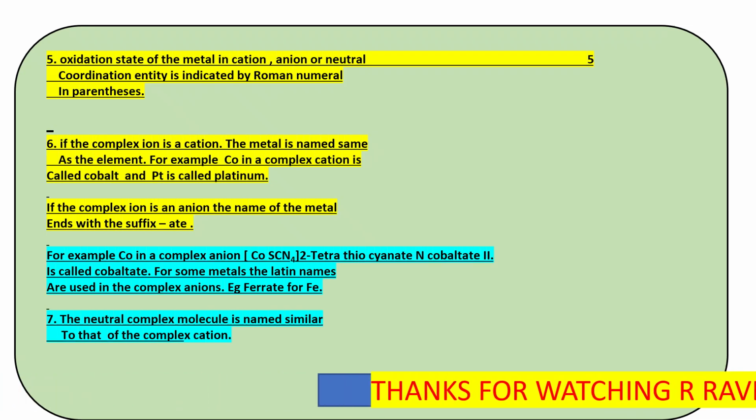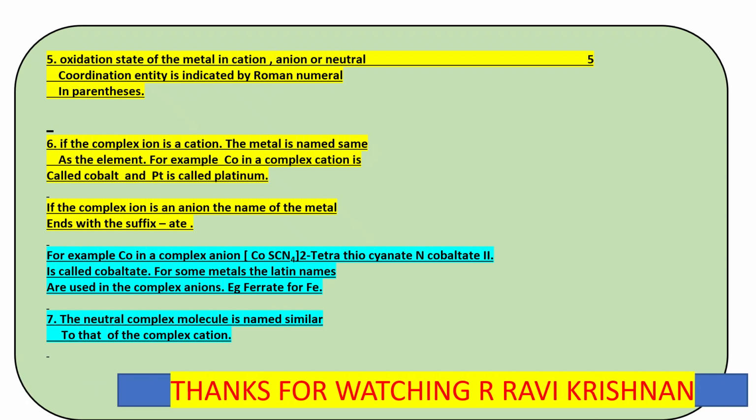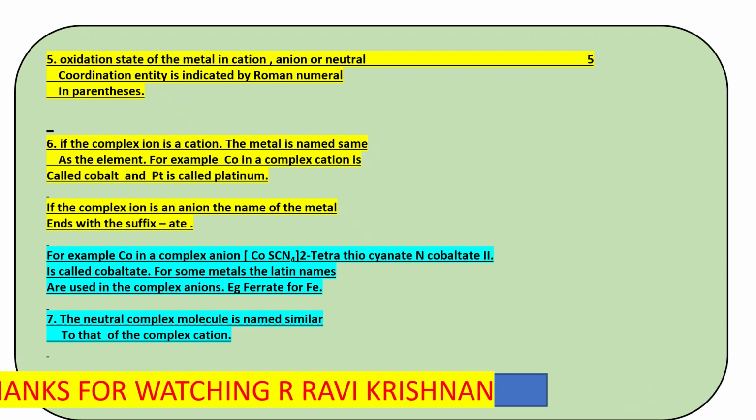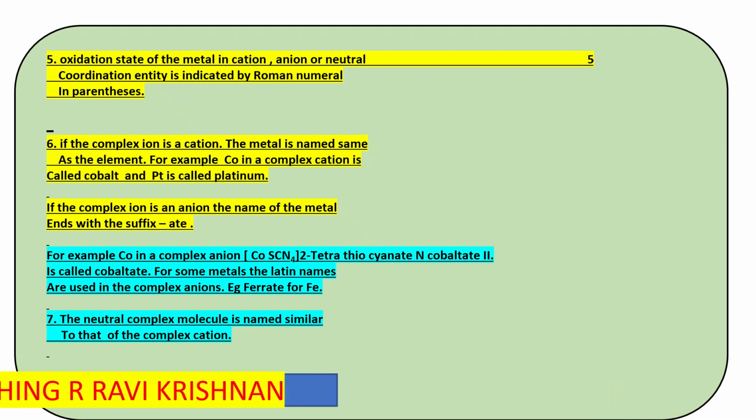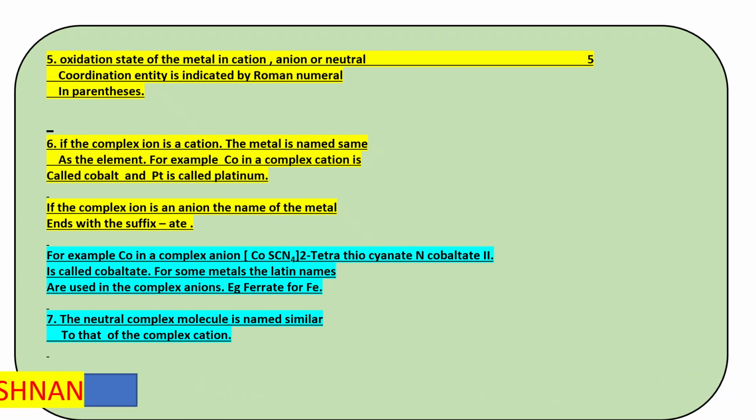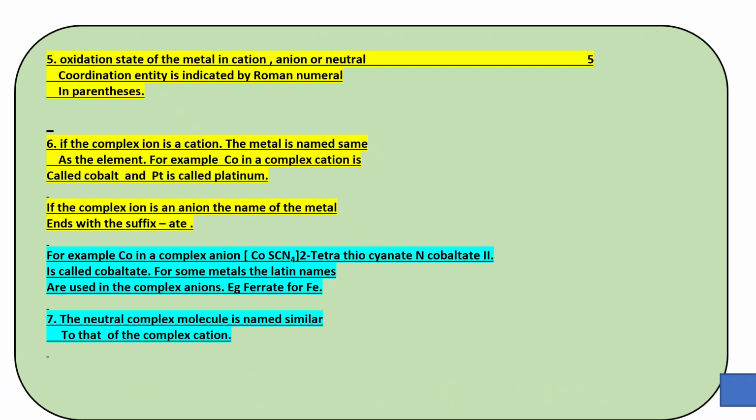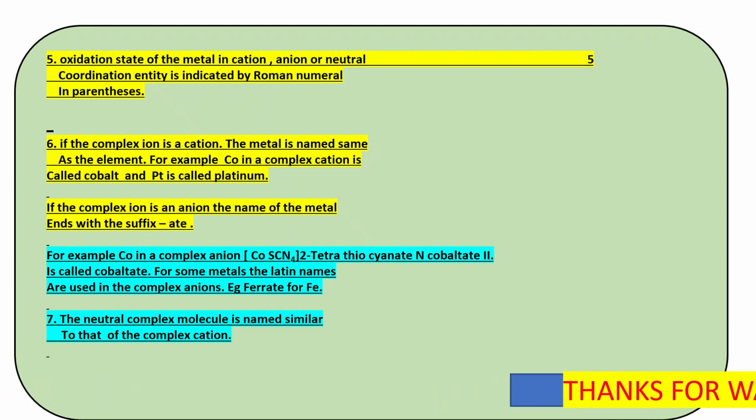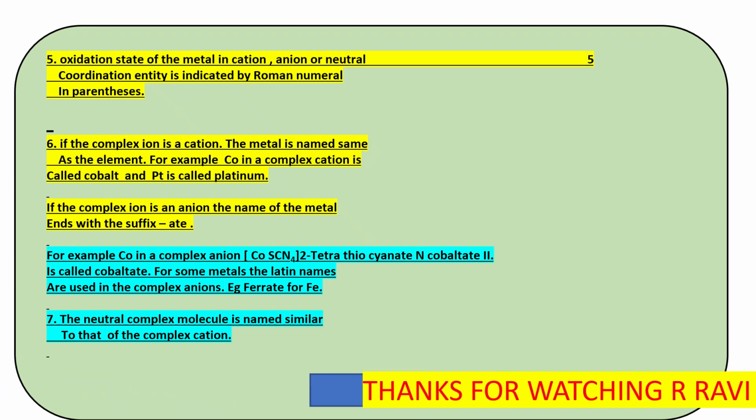If the complex ion is a cation, the metal is named as the element. For example, Co in a complex cation is called cobalt and Pt is called platinum. If the complex ion is an anion, the name of the metal ends with the suffix -ate. For example, Co in a complex anion, tetrathiocyanato-S-cobaltate(II), is called cobaltate. For some metals, the Latin names are used in the complex anions, for example ferrate for iron, Fe. The neutral complex molecule is named similarly to the complex ion.